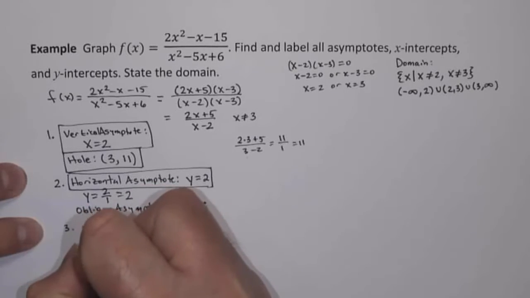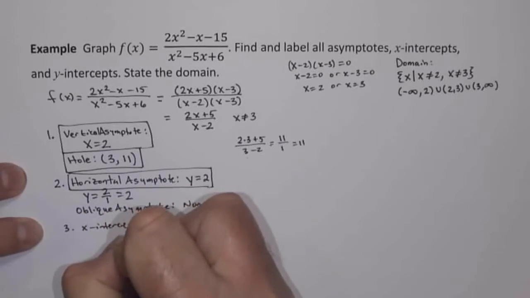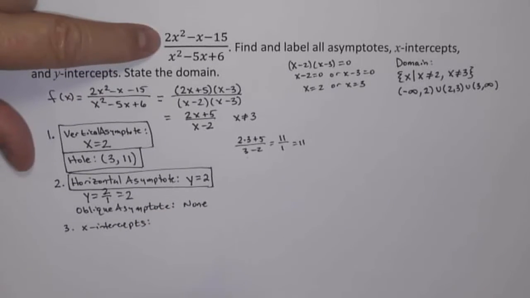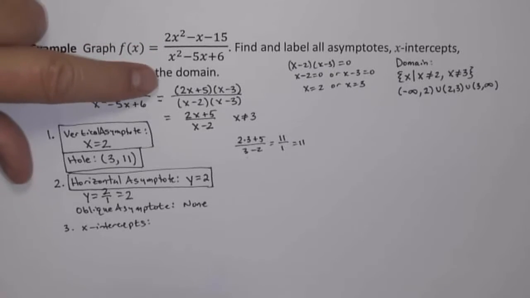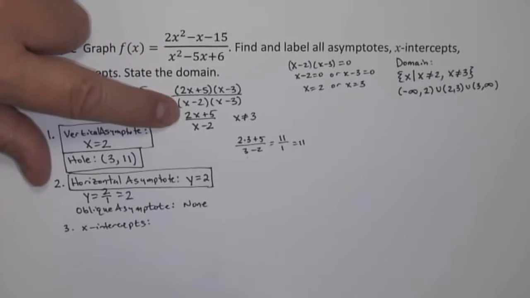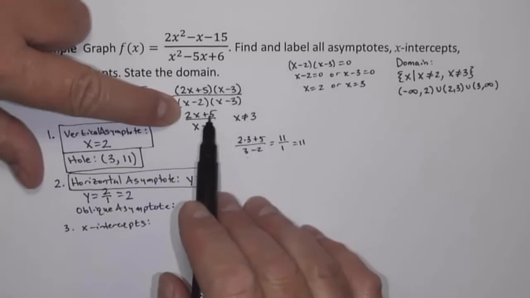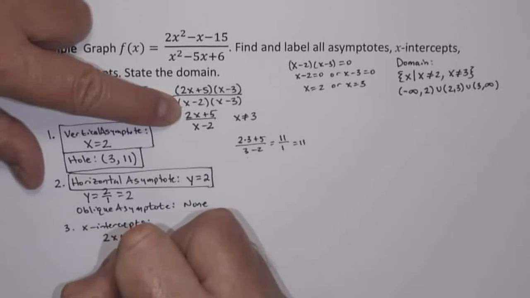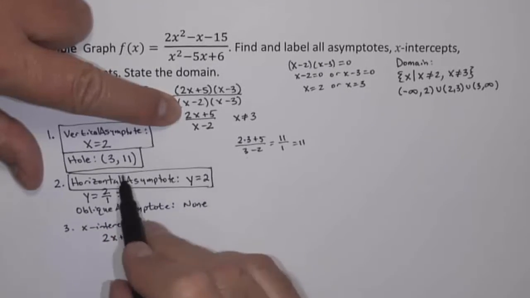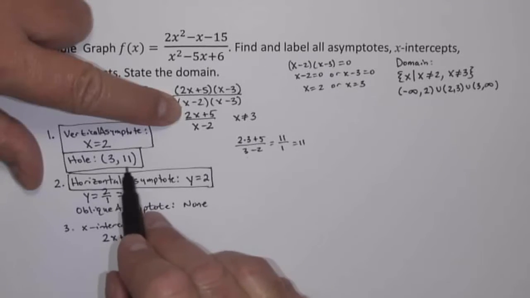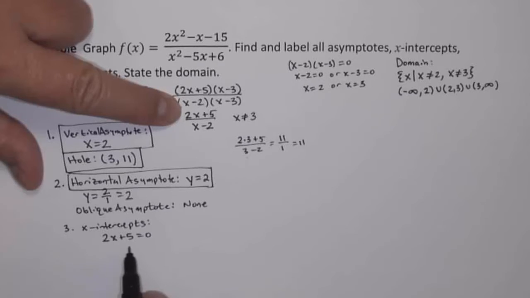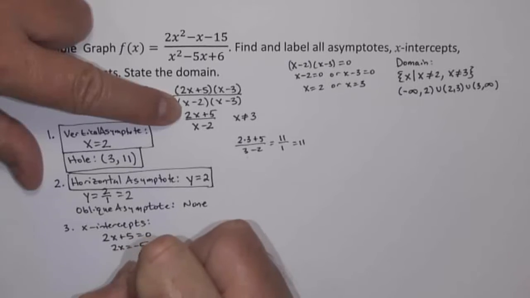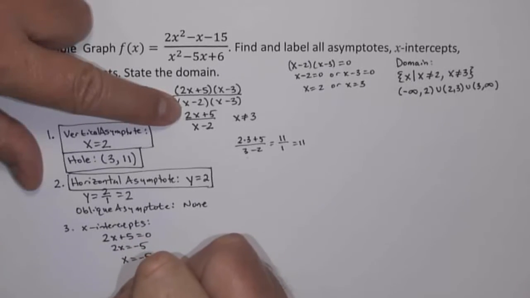So 3, we want to find the x-intercepts. The way I find the x-intercepts is I set the numerator equal to 0. Now again, because I have a hole at x equals 3, really all I need to do is look at where the 2x plus 5 equals 0, because at 3 I'm not going to have an x-intercept, I have that hole. So if I take 2x plus 5 and set it equal to 0, then 2x equals negative 5, which means x equals negative 5 halves.